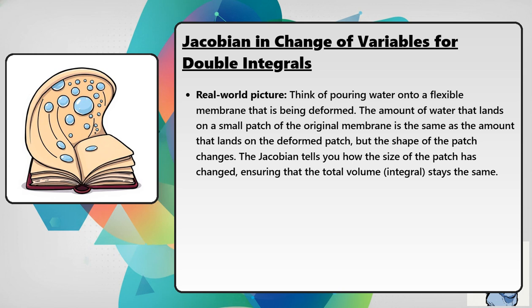Real-world picture: think of pouring water onto a flexible membrane that is being deformed. The amount of water that lands on a small patch of the original membrane is the same as the amount that lands on the deformed patch, but the shape of the patch changes. The Jacobian tells you how the size of the patch has changed, ensuring that the total volume integral stays the same.